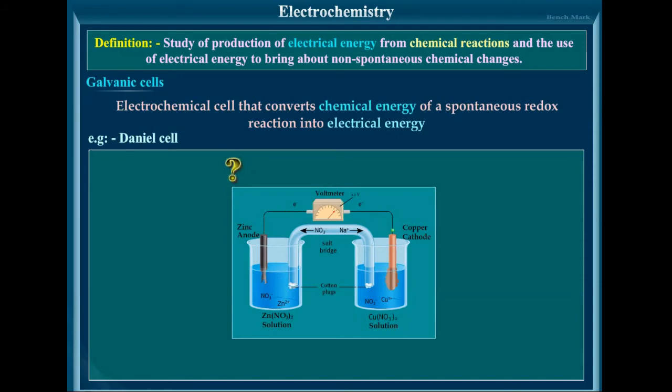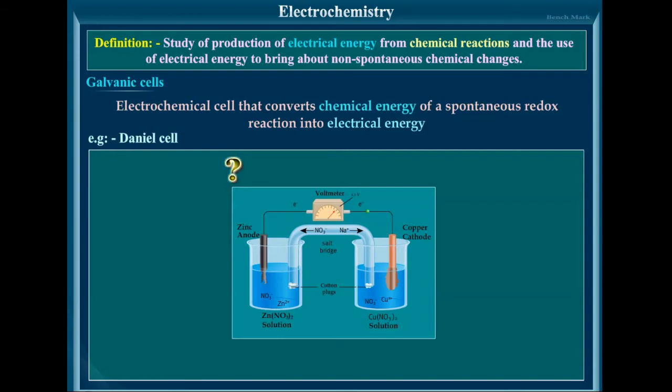And what is the purpose of fitting this salt bridge? The first function, which you have learned last year, is that it allows the flow of current by completing the circuit. The second function is that it maintains electrical neutrality. Now, how does it allow the flow of current? How does it maintain electrical neutrality? Which I'm going to explain now.